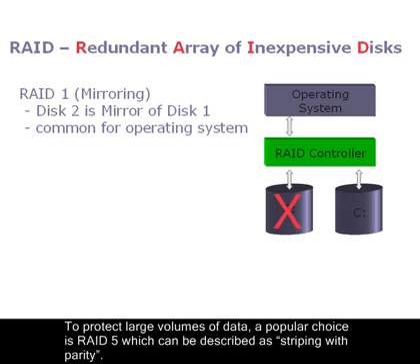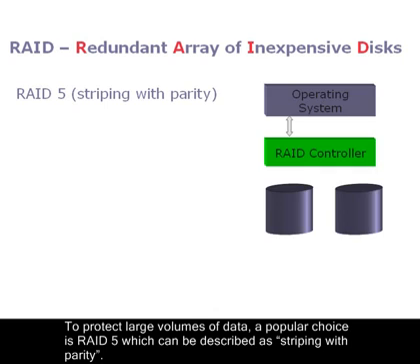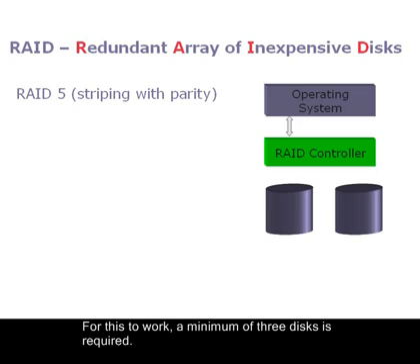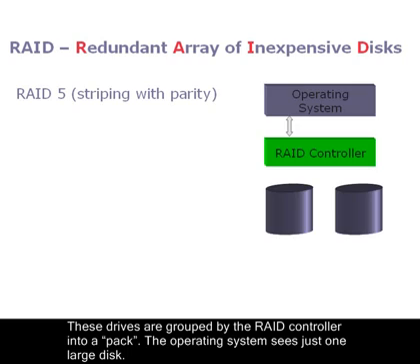To protect large volumes of data, a popular choice is RAID 5, which can be described as striping with parity. For this to work, a minimum of 3 disks is required. These drives are grouped by the RAID controller into a pack. The operating system sees just one large disk.